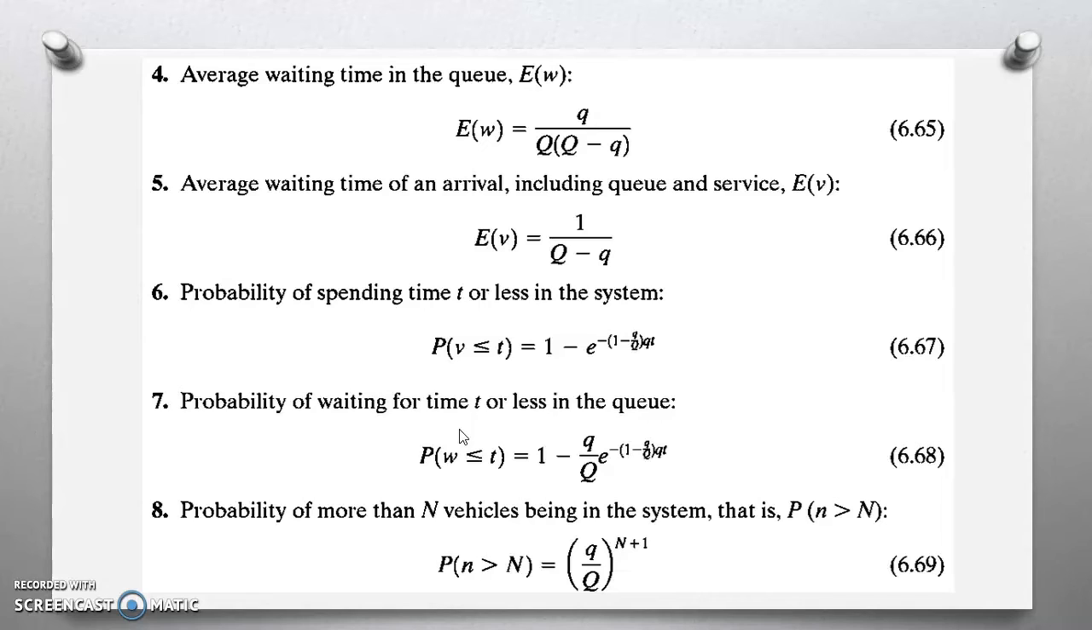That is P(n), or the number of units in the system, is greater than the number of vehicles. P(n) greater than n vehicles in the system is equal to rate of arrival over service rate to the power of n vehicles being in the system plus 1.